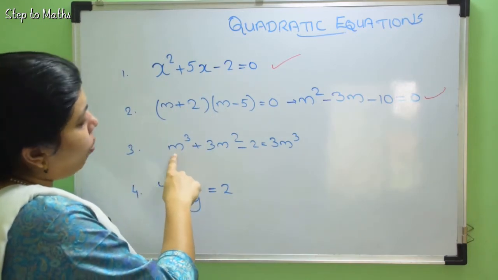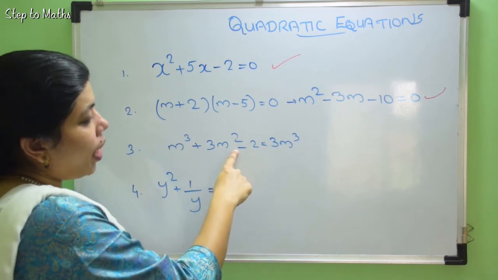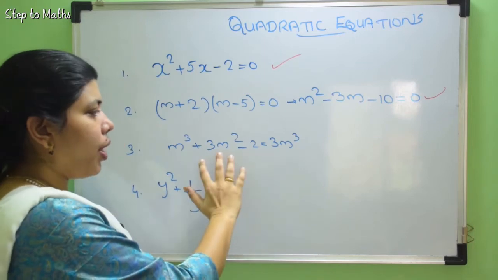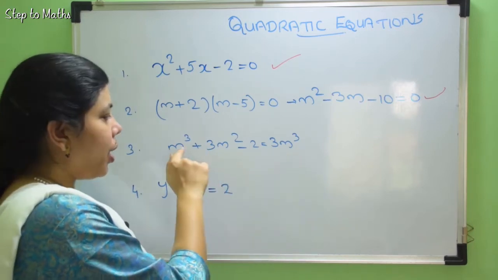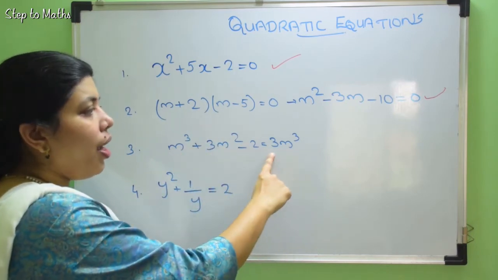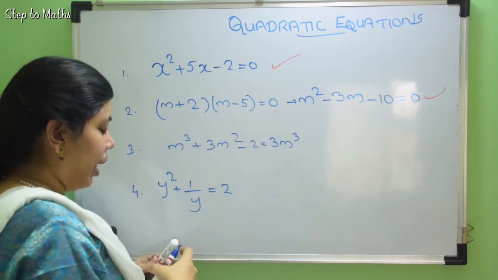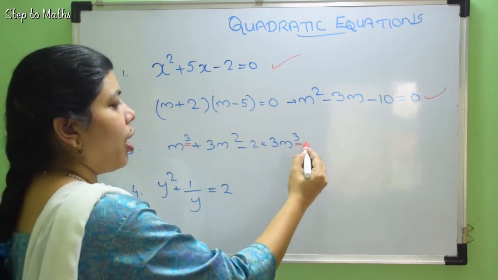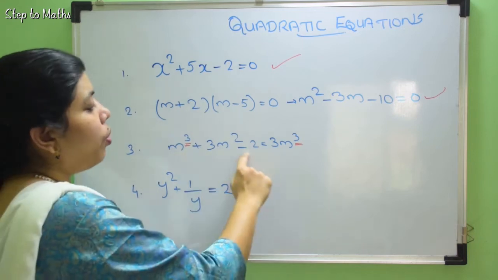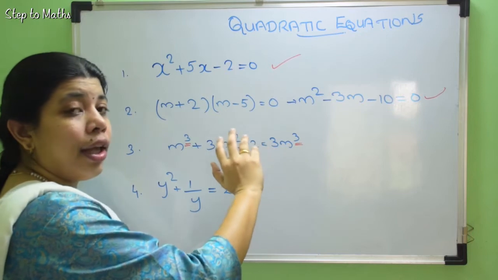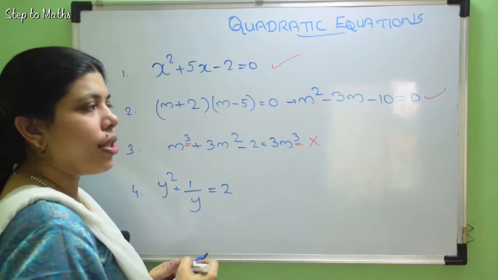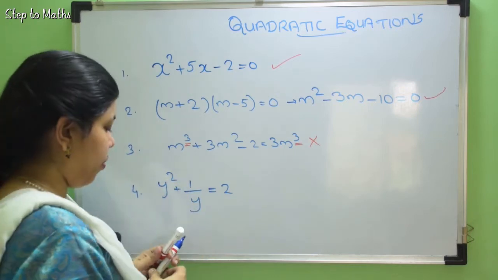Next is m cube plus 3m square minus 2 is equal to 3m square. Check this equation. Here there is only one variable m, but the highest index is 3. If the highest index is 3, then the equation is not a quadratic equation. This equation is not a quadratic equation.